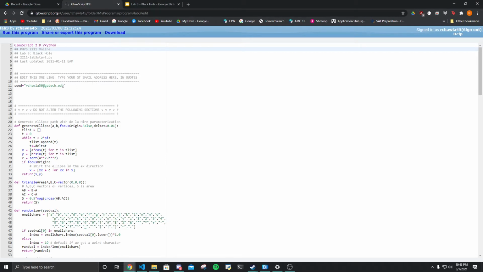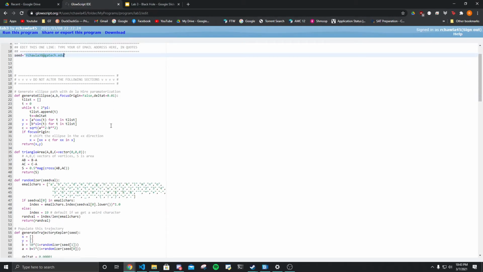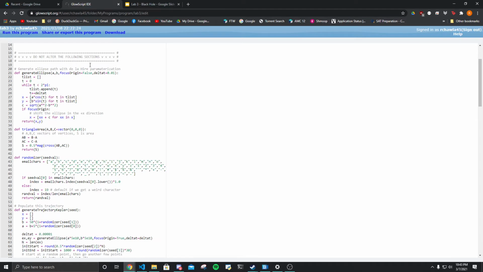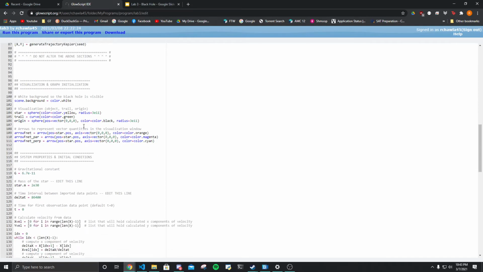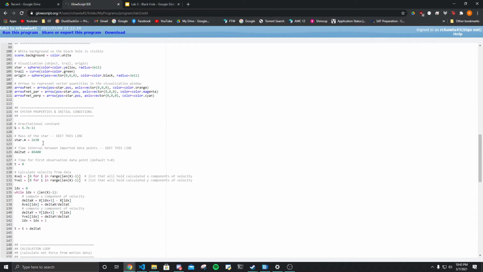So obviously I used starter code, and the first thing I did is I changed the seed to my email, and then I go through the calculations and go to the part where we're supposed to alter the mass of the star, edit this line. So this is basically the mass that was given to us in the Canvas description, and the time interval between the imported data points. So this is 86,400 seconds, which is basically the amount of seconds in one 24-hour day, which was also described to us in the Canvas description.